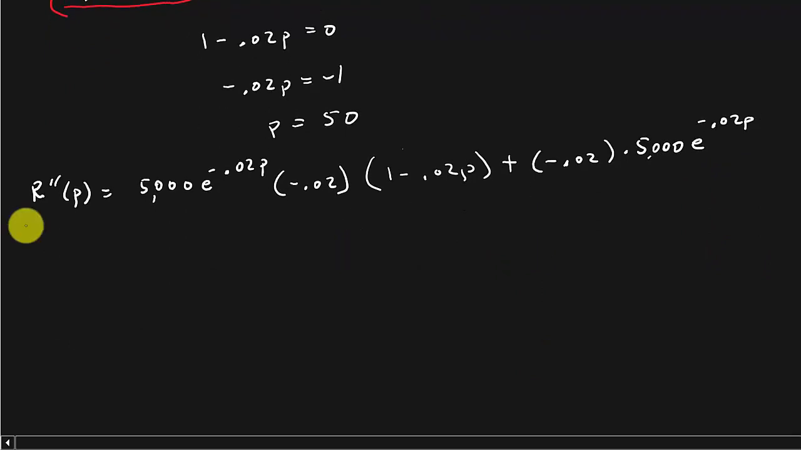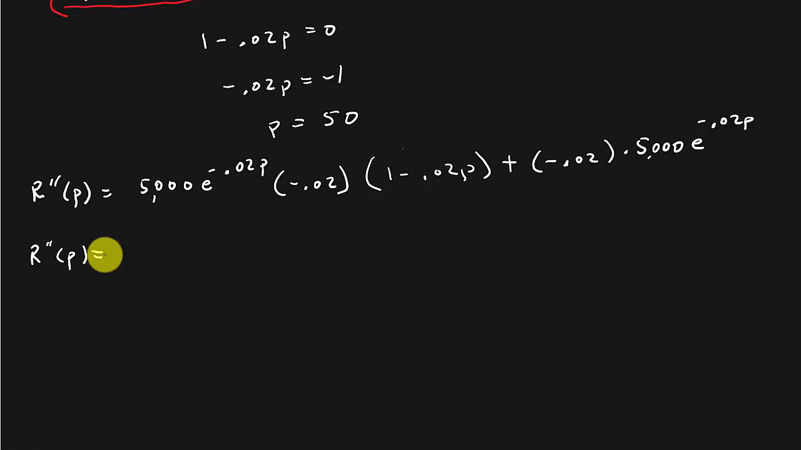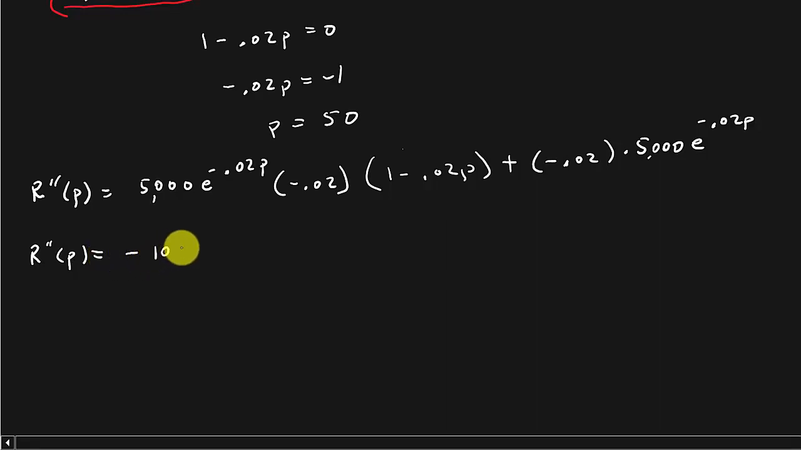And so I get R double prime of p is equal to, let's multiply this out. That's going to be negative 100 e to the negative 0.02p times 1 minus 0.02p minus, and when you multiply that, you get 100 e to the negative 0.02p. All right, so there's your second derivative.